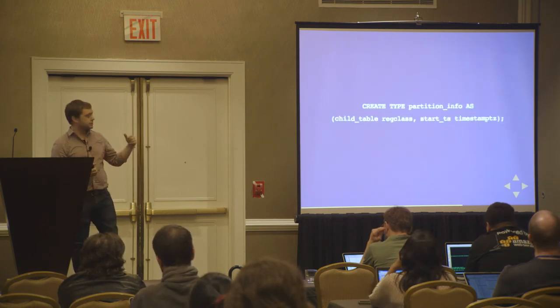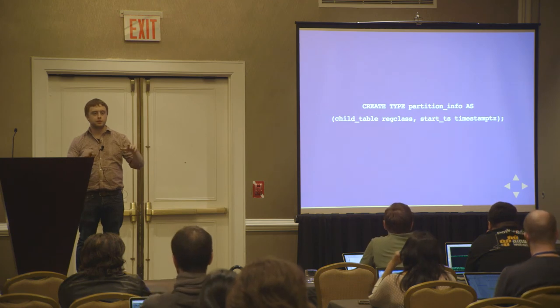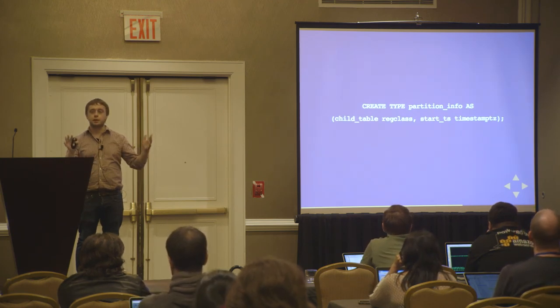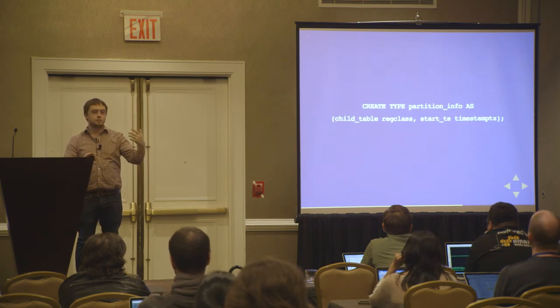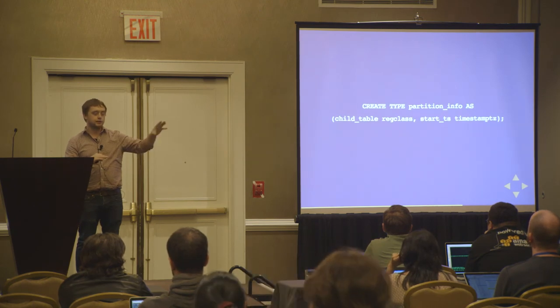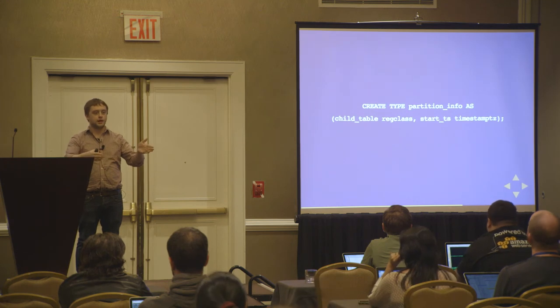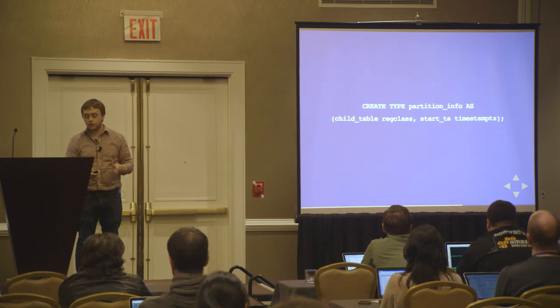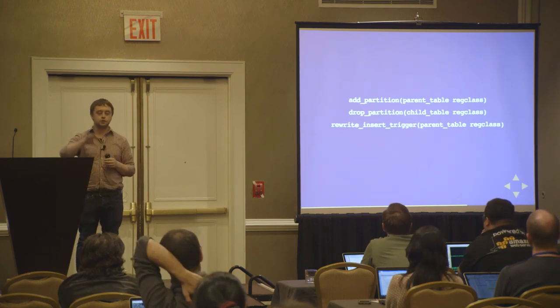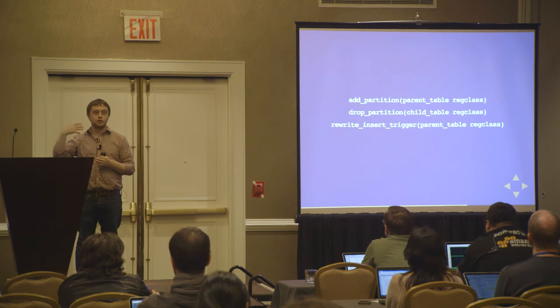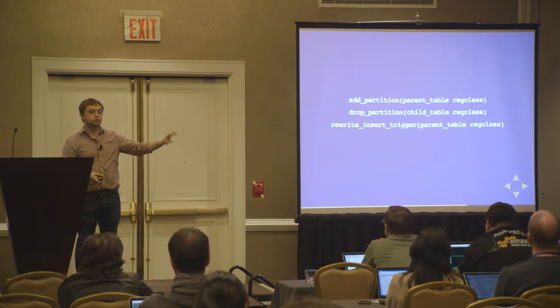The idea is you use Postgres table inheritance to have a parent table and then child tables. Then you create a type to bookkeep the identity of these child tables, the timestamp they are handling, and when they start to handle new data. You create a couple of other functions: add partition, which looks at the parent table and creates a new child table with the correct time, and drop partition, which just drops a table.